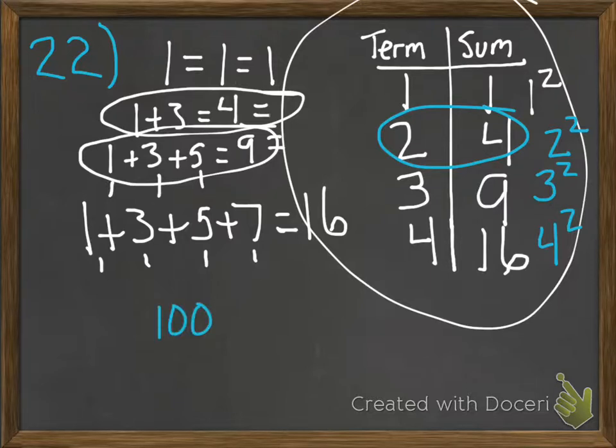So now to answer the question, what is the sum of the first 100 odd numbers? We would do 100 squared, because we just square it, and that would give us 10,000.